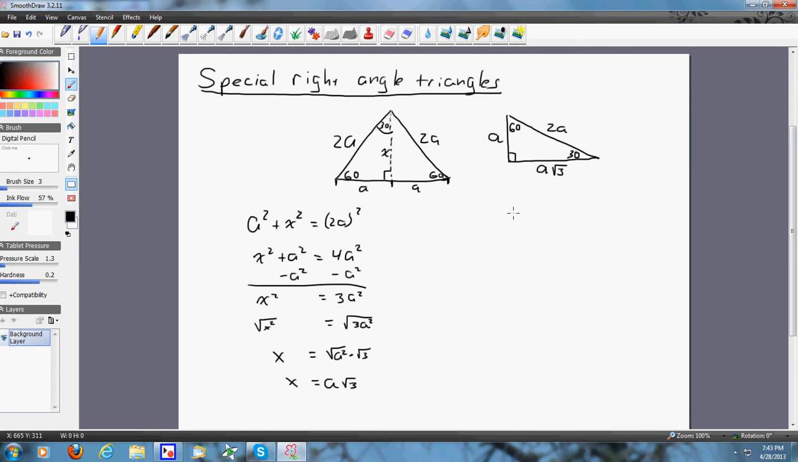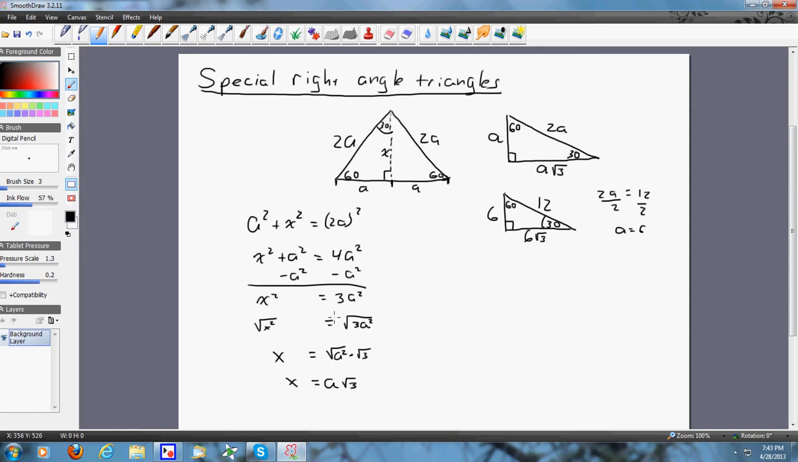Well, what that technically means is this. If I had a hypotenuse of 12, and I knew that it was a 30, 60, 90 triangle, I could say, well, 2a equals 12, so therefore, a equals 6. That would mean across from my 30 would be 6, and across from my 60 would be 6 radical 3.